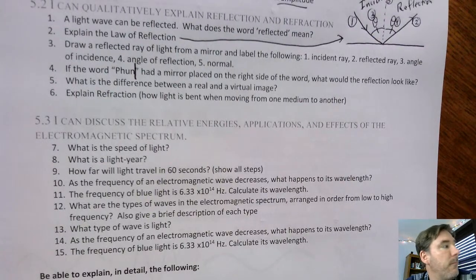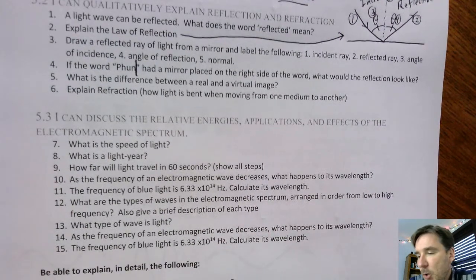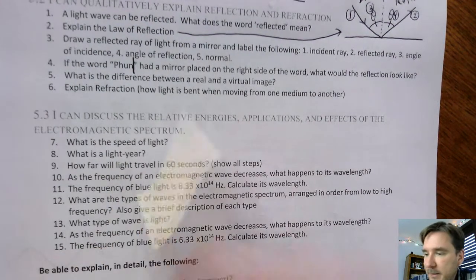5.3. Relative energies, applications, and effects of the electromagnetic spectrum. So the speed of light is something you can write down. It's about 300 million meters per second, but that's something right off the notes you can just get. A light year, remember, it's just how far, it's a distance.